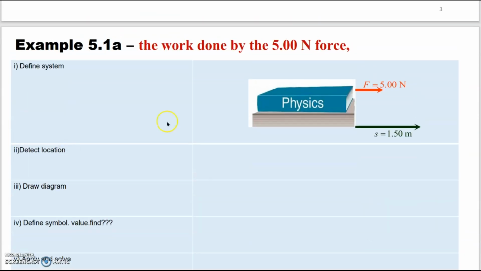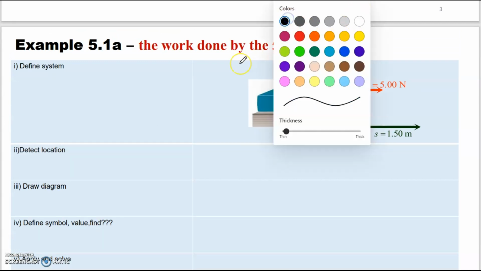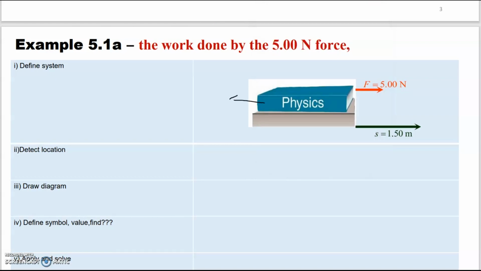Okay, for the first question, we are going to refer to the system. What is the system? The system means whatever object we are going to define or identify in the question. So in this question, it is a book.